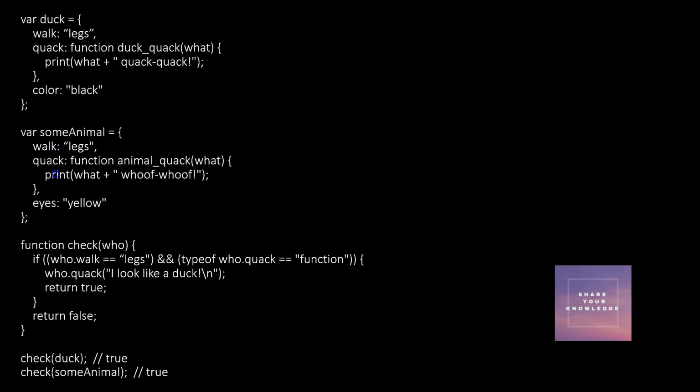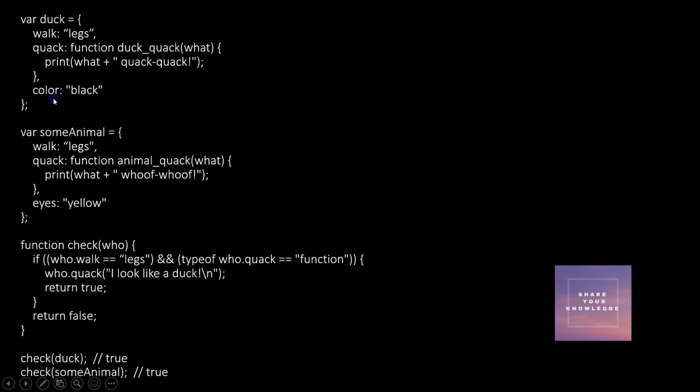Okay. And if I check whether it is a duck object, it is a duck object because it has a walk property, which has a value assigned to it, and it has a quack function. Then it is a duck. So obviously these two checks will return true.